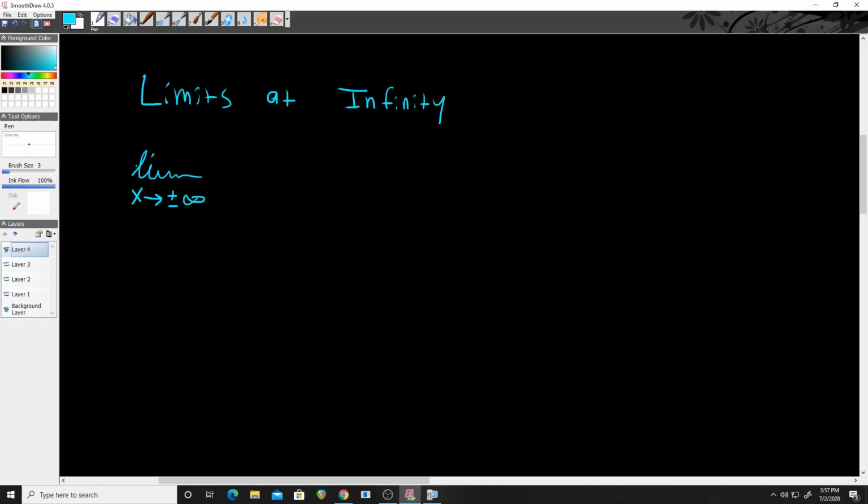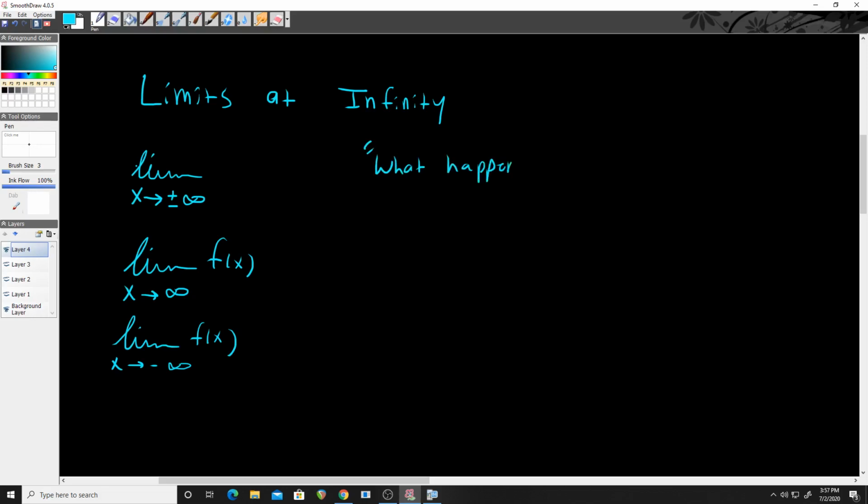And again, these would be two separate calculations, right? I was just being kind of lazy just now. The limit as x approaches infinity of some function, and then separately the limit as x approaches negative infinity of some function. It answers the question, what happens to f as x gets enormously huge.